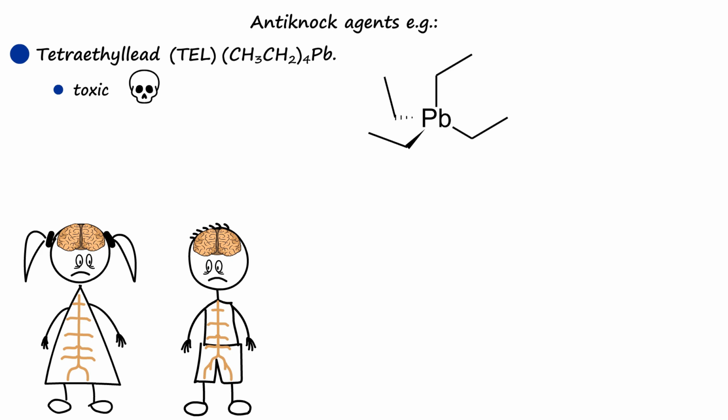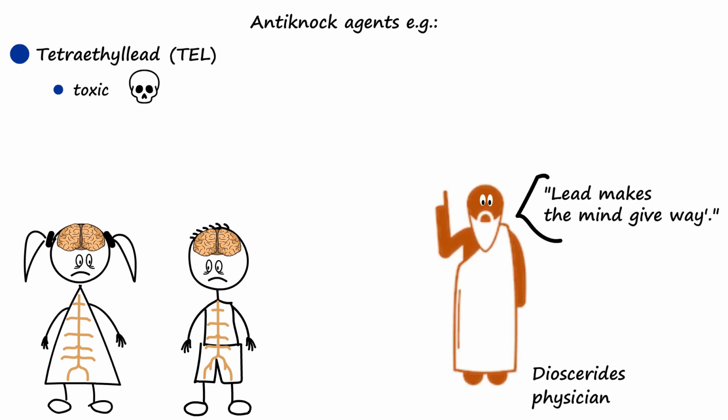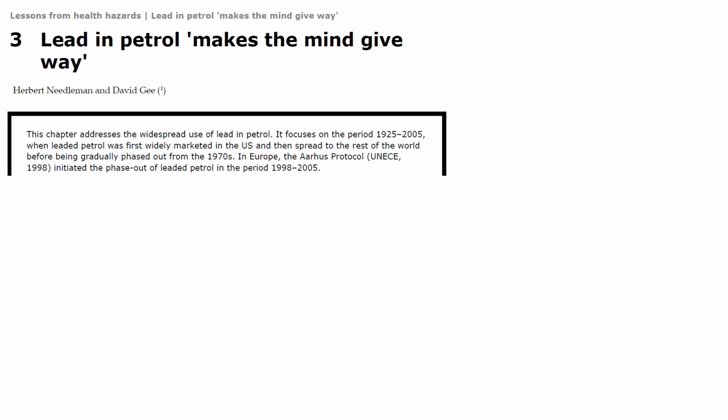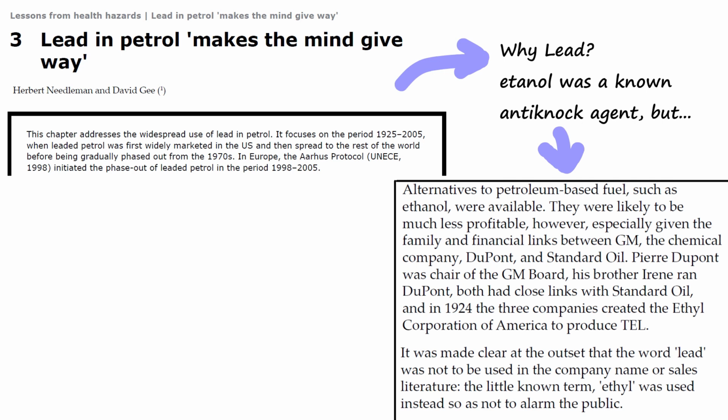Lead's neurotoxic effects were suspected since ancient times, so why lead? I'll point you to the BBC article, Why Did We Use Leaded Petrol for So Long? And this article also seemed to be a good resource. The answer seems to be in this paragraph. GM stands for the famous General Motors, and Standard Oil Company was an American oil producing, transporting, refining, and marketing company. It was the largest oil refiner in the world of its time.